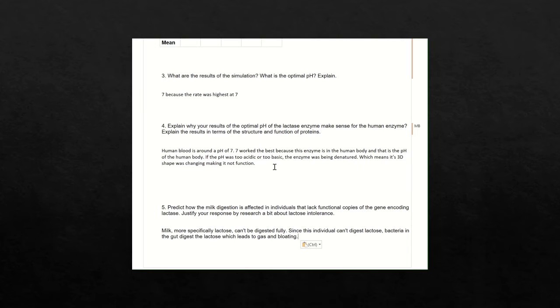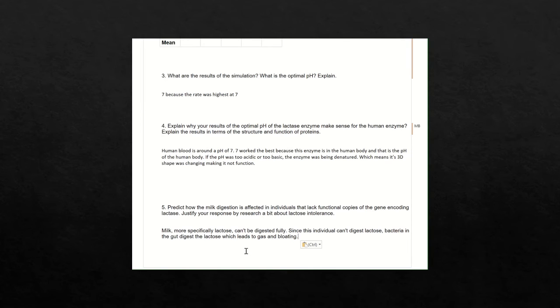So if you had something that was a pH that was too acidic or too basic, it lost its function because it was not at the right pH, right? So the best pH is the one that works in the body. This makes sense because lactase works in the human body.